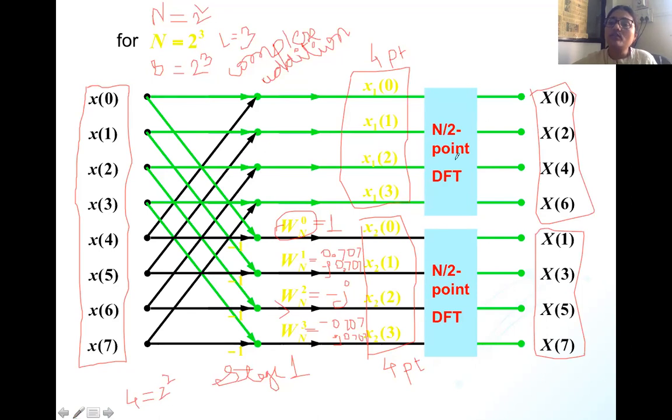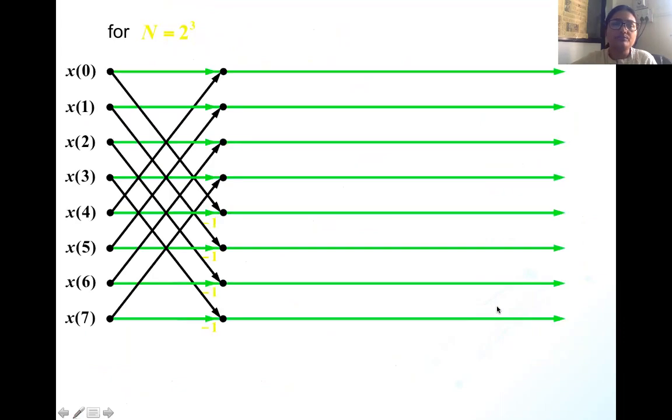Now this N by 2-point DFT, further we will be dividing into N by 4-point DFT, N by 4-point DFT. This is again N by 4-point DFT and N by 4-point DFT. And then finally it is going to divide into N by 8, where only 1 point will be remaining at the end. So we'll see this algorithm in total.